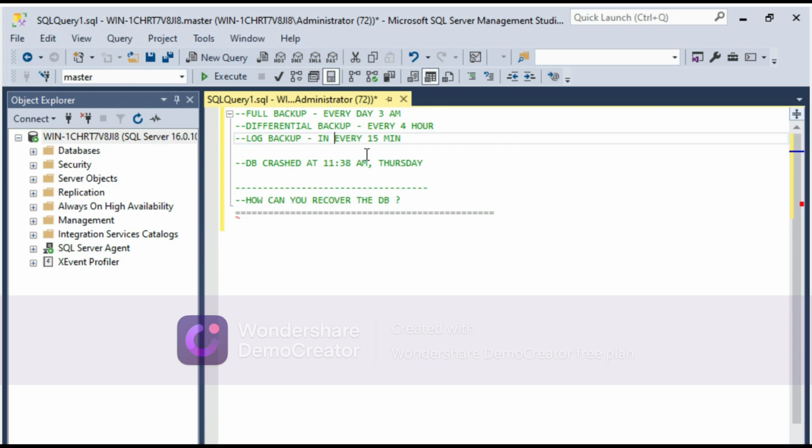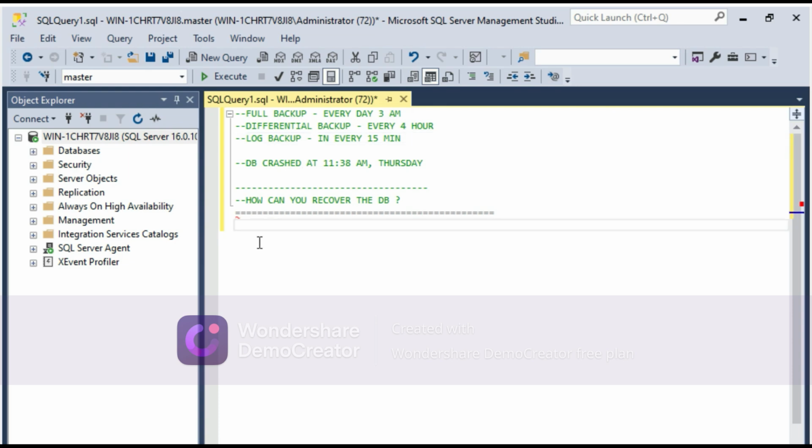So the scenario I'm repeating once more. Full backup is going on at 3 a.m. every day. Means Monday 3 a.m., Tuesday 3 a.m., Wednesday 3 a.m., like this way they are taking the full backups. Differential backup is going on every 4 hours. And log backups are taken every 15 minutes.